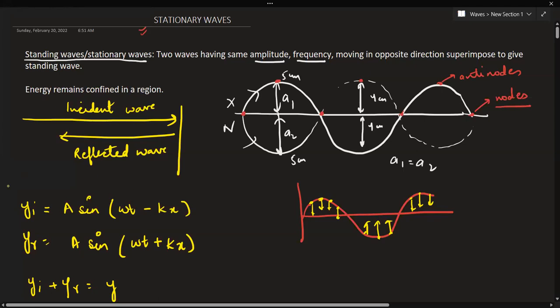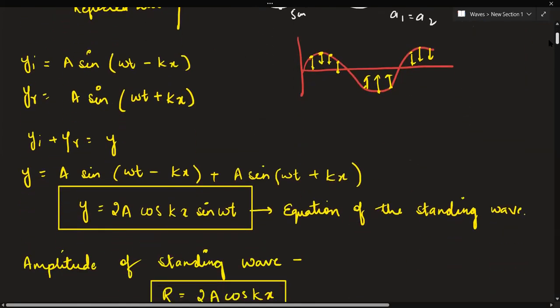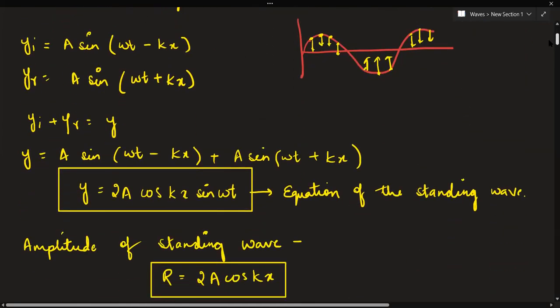If this is the equation, y incident is equal to a sine omega t minus kx, can anyone tell me if it's moving in positive x direction or negative x axis? Positive x axis. And this for reflection one? Negative x axis, right? Because minus sign indicates positive direction. Fine. Okay, then I have told you superposition principle also.